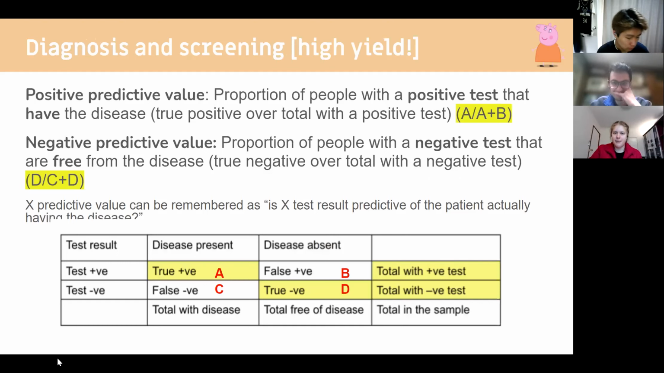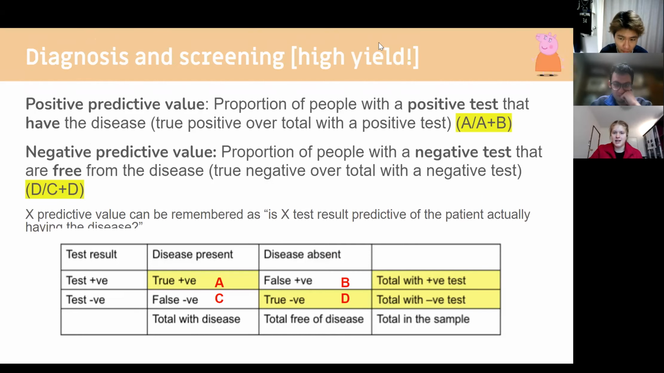All right, then we have PPV and NPV. So PPV is your positive predictive value, NPV is your negative predictive value. And these are pretty straightforward. Positive is for people that have a positive test, and negative is for people who have a negative test. And you're trying to get a true positive or a true negative. So for PPV, it's people who have a positive test that actually have the disease, because that's what you want. So they've tested positive, which is here, and they have the disease, tick, tick. And then you're trying to divide it by this number. So A over A plus B.